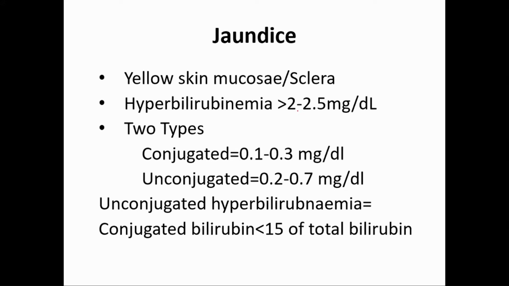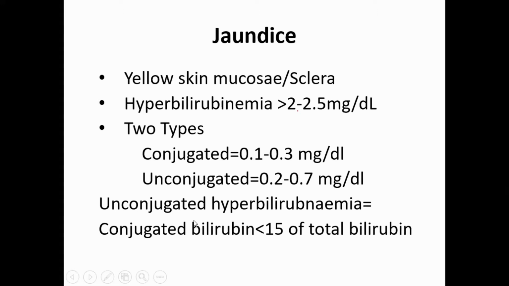And there are two types of bilirubin. One is conjugated, that is soluble, and I will be telling what is conjugation and what is unconjugation. So the conjugated part is normally 0.1 to 0.3, and the unconjugated part of the total bilirubin is 0.2 to 0.7. So the total bilirubin in the serum is 0.3 to 1.2. So that is a normal serum bilirubin.